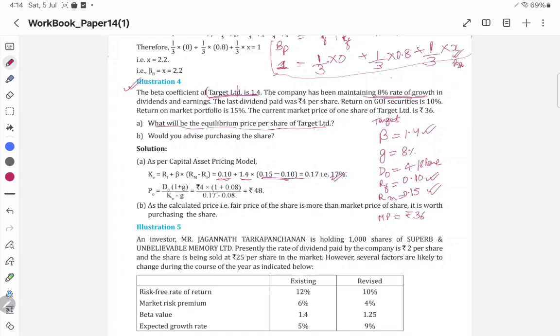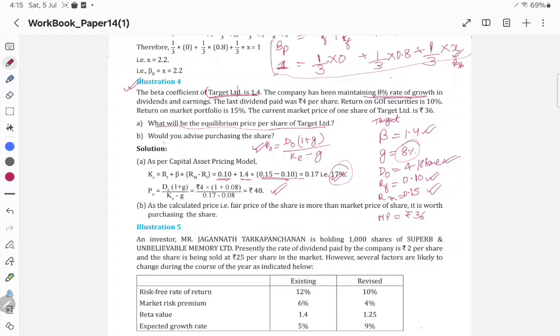Now to calculate the equilibrium price, I think you are aware of this formula. There is a formula which is referred to as D0, that is initial dividend, into 1 plus growth rate, divided by KE, that is cost of equity, minus G. Just one more tip, the third formula is this, which you can write in your notebook and which will make it easy to solve the questions. Okay, so D0 is given, growth rate is given 8%, KE we have already calculated 17%, G is 8%. So the price comes to as 48.